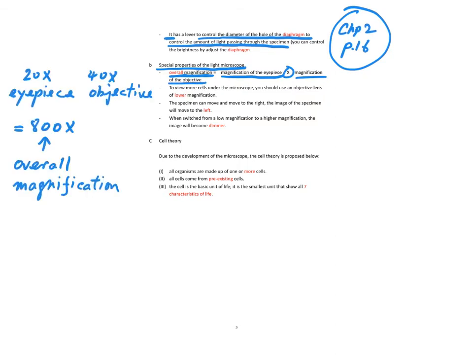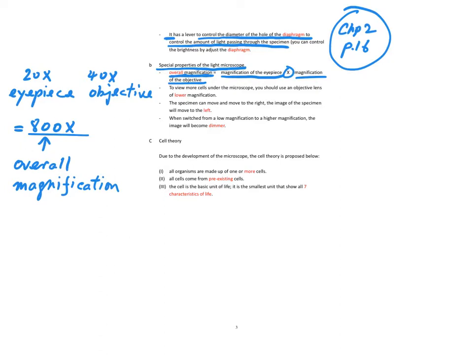For example, if a 20x eyepiece and a 40x objective are used, the total magnification of the microscope would be 800x. That means 800 times larger than the original object or specimen.